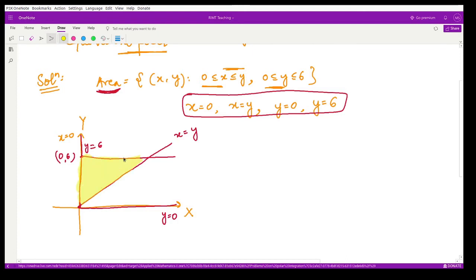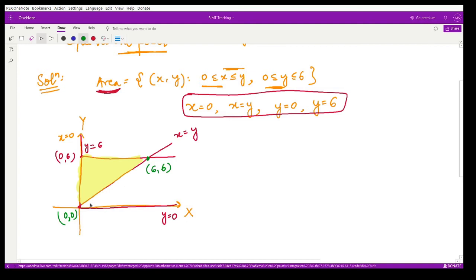So here you have to convert your Cartesian coordinates into the corresponding polar coordinates. For that, you first note what this point is. Whenever x is equal to y and the value of y here is equal to 6, this point is 6, 6. So this point is 0, 6, this point is 0, 0, this point is 6, 6.